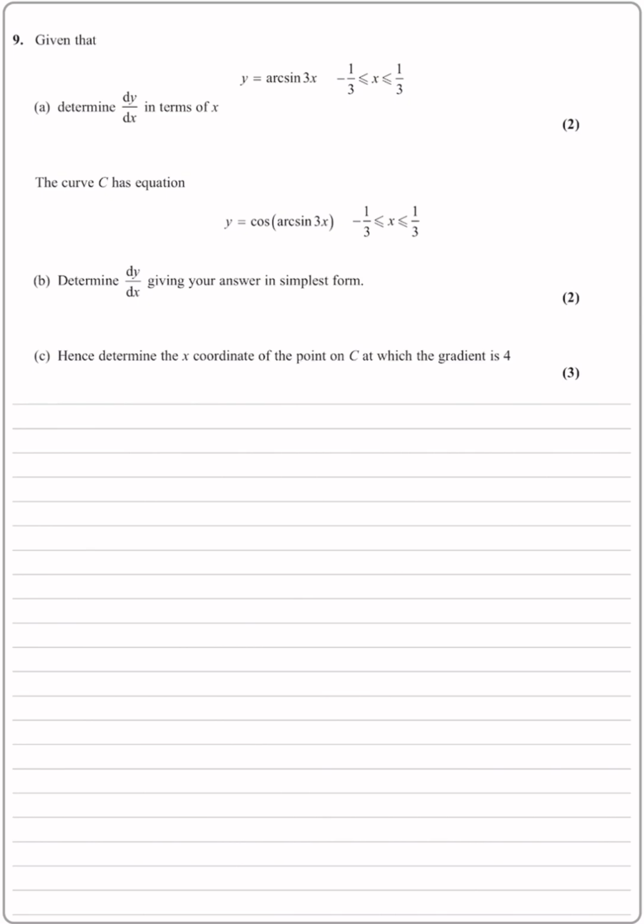Question number 9. So we're given y equals arc sine of 3x. I want to differentiate it. First thing I'm going to do is apply sine to both sides of the equation. So sine of y will be equal to 3x. If I differentiate both sides, sine of y differentiates to cos of y times dy by dx. That's going to be equal to 3.